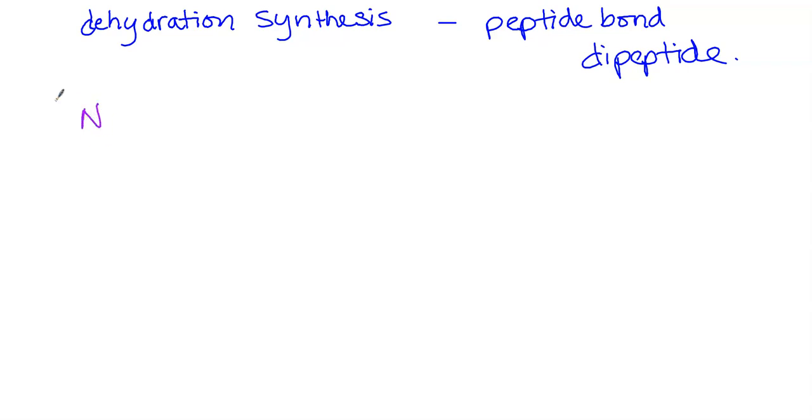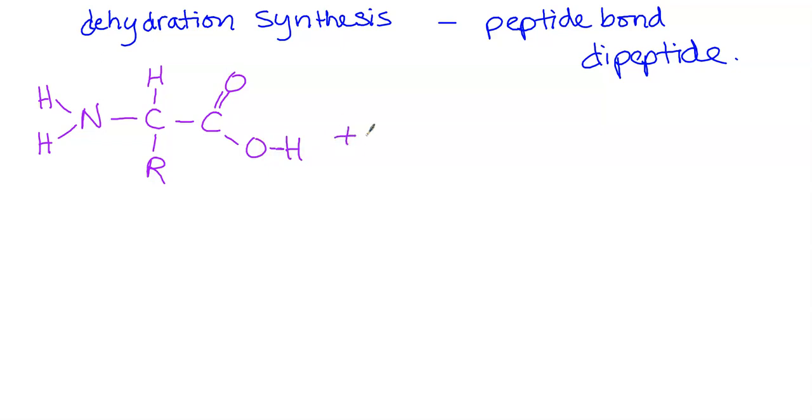So here's my nitrogen, my amino group, that's my NH2, my central carbon with an H. There's my R group. That could be a CH3, it could be an H, it could be a big ring structure, it could be lots of different things. And then I've got my carboxylic acid here. Okay? And there's my first amino acid. Now that's going to get joined to a second amino acid. There's the R group, carboxylic acid.